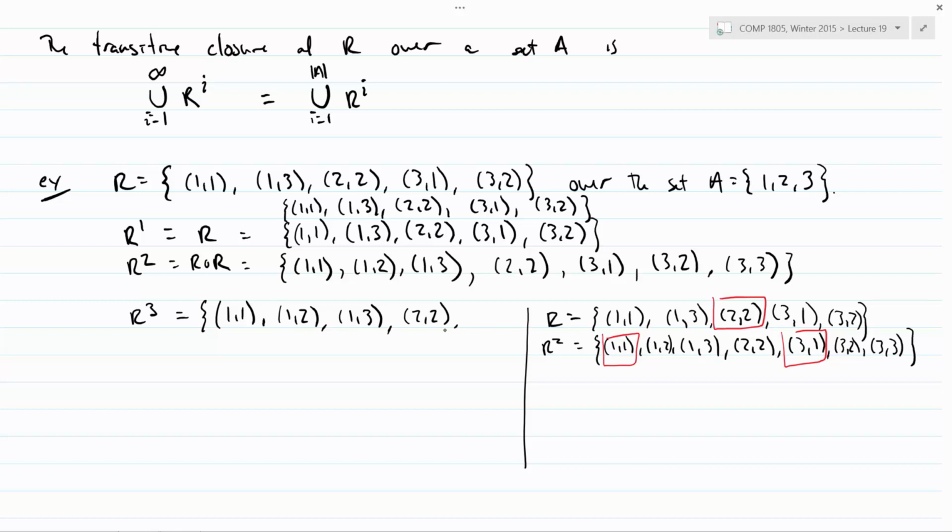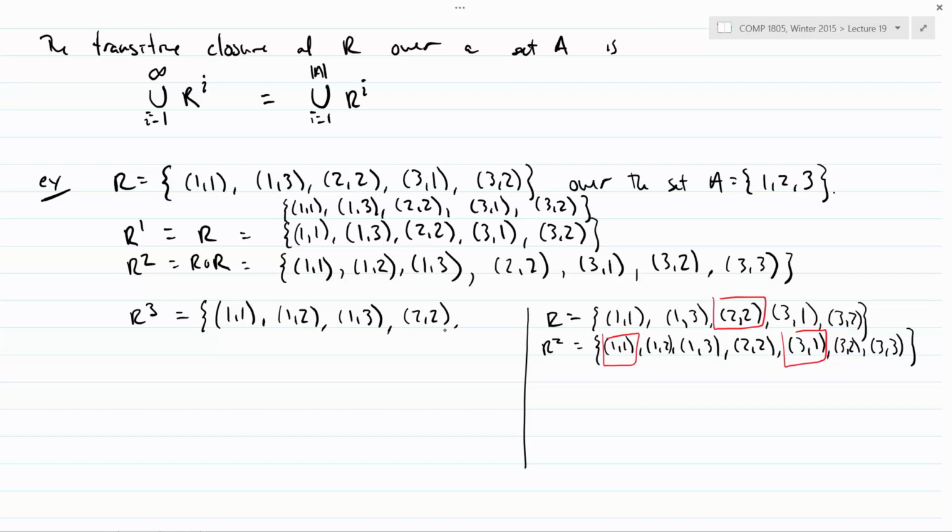If what, sorry? No, things can go away. Yeah, things can go away. That's why we have to take these unions at the end. So in this particular case, there is a lot of overlap, but there won't always be.